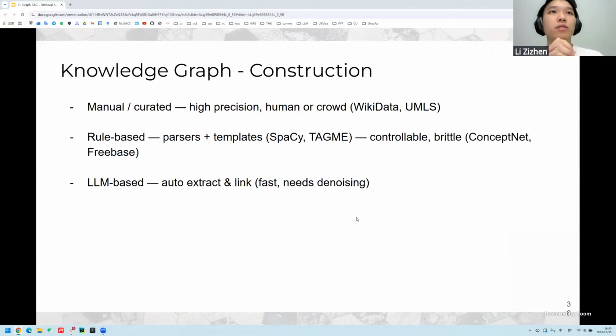To construct the knowledge graph, one common way is manual labeling. It is quite precise, but it is very costly, like Wikidata. You can also use a rule-based method. You can develop a parser to parse relationships in the documents, but it is quite brittle. You can also use an LM-based method, but it will introduce some noise.